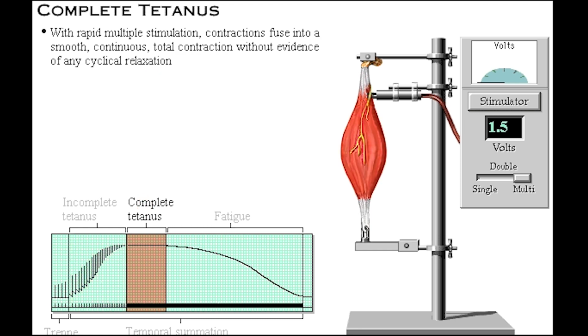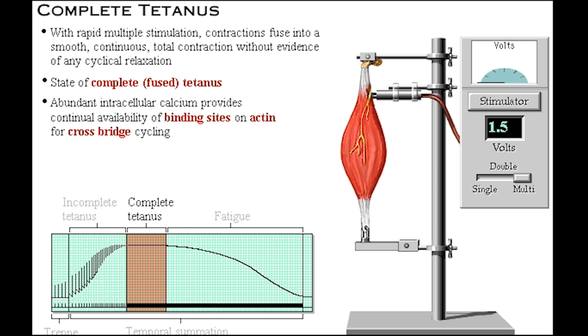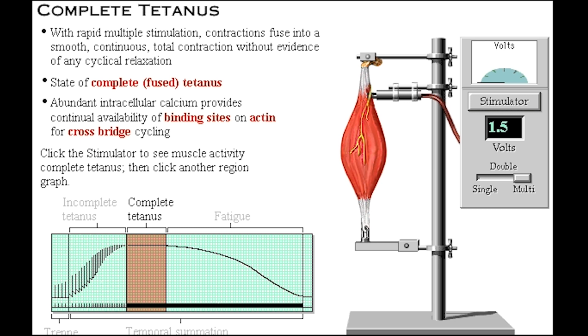With rapid multiple stimulation, the contractions fuse into a smooth, continuous total contraction without evidence of any cyclical relaxation. The muscle is now in a state of complete or fused tetanus. Abundant intracellular calcium provides continual availability of binding sites on actin for cross-bridge cycling. Click the stimulator to see muscle activity during complete tetanus. Then, click another region of the graph.